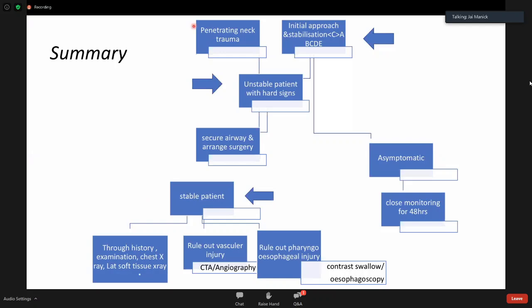ABC is the most important for penetrating neck injuries. Cervical immobilization may not be the first step. Controlling the active hemorrhage is the first thing, and will save a lot of patients. Look out for hard signs. If it is an unstable patient, secure the airway and arrange surgery. For the stable patients, try to signpost the injuries with appropriate investigations. And for asymptomatic patients, close monitoring is recommended.